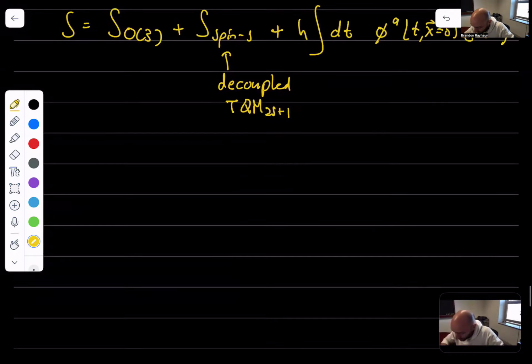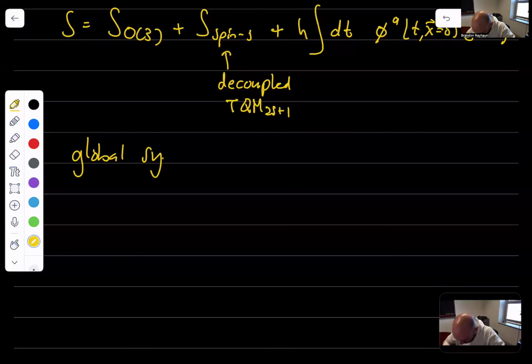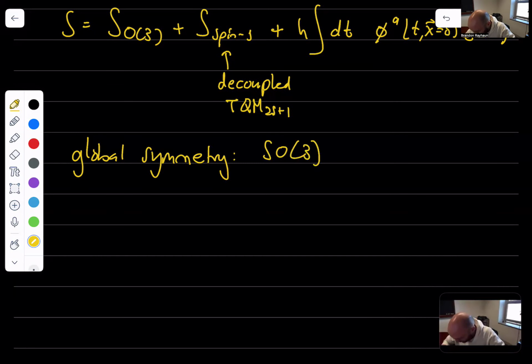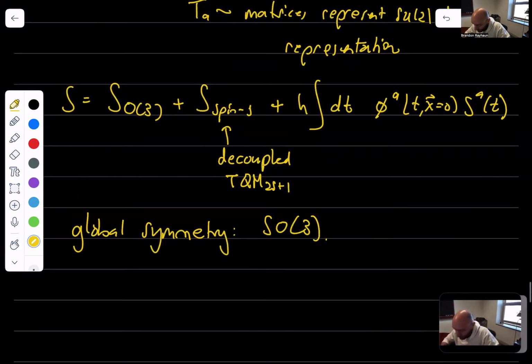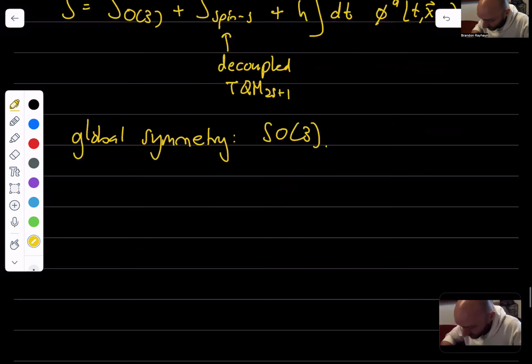So the relevant facts are, what's the global symmetry? So the global symmetry is SO3. So the bulk has an O3 symmetry, but the defect breaks this O3 symmetry down to an SO3. Good. So that's the global symmetry of this decoupled topological quantum mechanics.